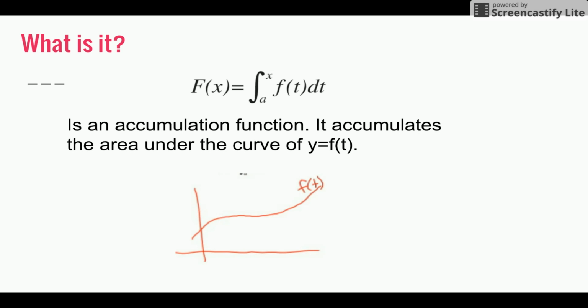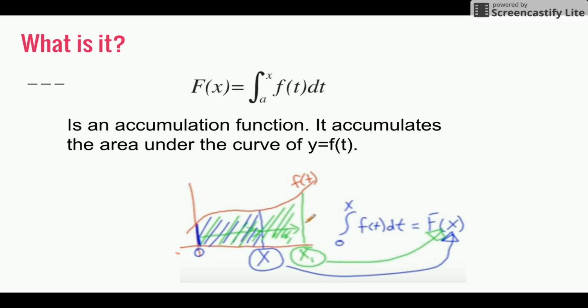So here we have some function, we're going to label it f of t, just so we can see what's going on. If we're going to integrate this, let's just say that a equals 0, and we're trying to determine what's the accumulation of this function to any value of x. So you would get the integral from 0 to x of f of t dt is equal to a function of x. That's what we have written to the right of the graph.